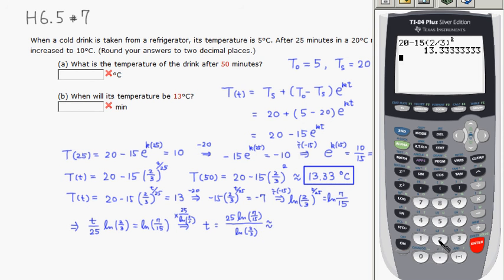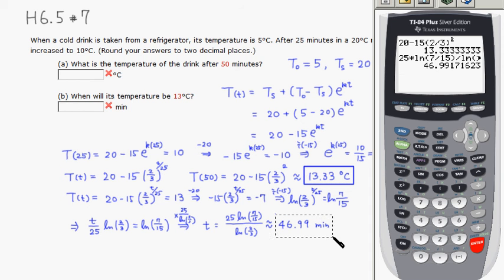So let's compute this value. It's 25 multiplied by the natural log of 7 over 15, then divided by the natural log of 2 divided by 3. Let's put that in. So it's 46.99 minutes.